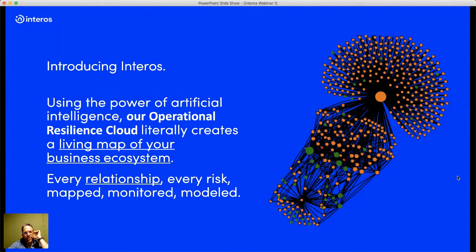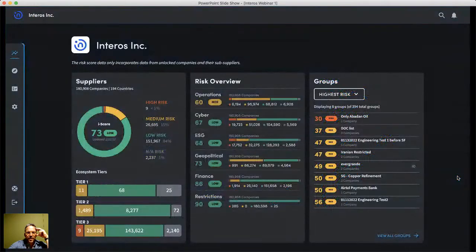For those who don't know Interos, we are really changing the game when it comes to understanding supply chains. One of our missions is using artificial intelligence to create a living map of your business ecosystem, mapping every relationship, every risk, monitoring, modeling, mapping. Those are really important things for us as a company. And we are one of the few female CEO-led unicorns, which is also something that I feel very proud of. So if you were to log into the product, this is what you would see, right?